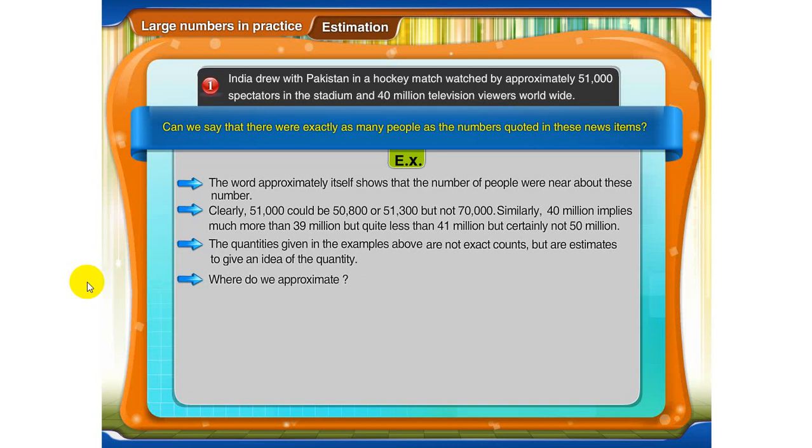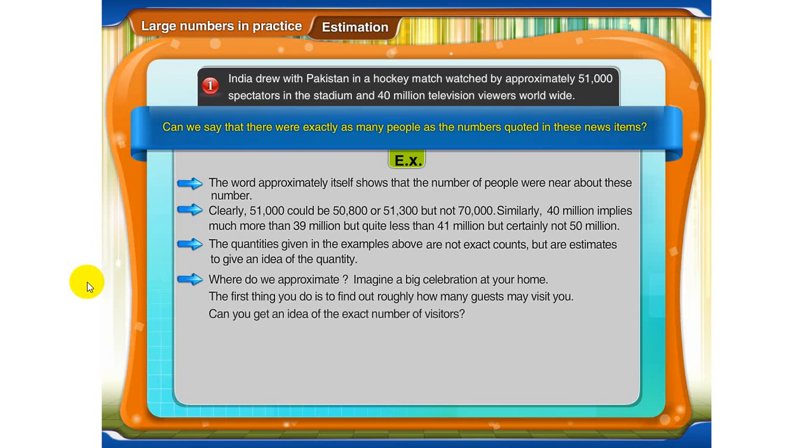Where do we approximate? Imagine a big celebration at your home. The first thing you do is to find out roughly how many guests may visit you. Can you get an idea of the exact number of visitors?